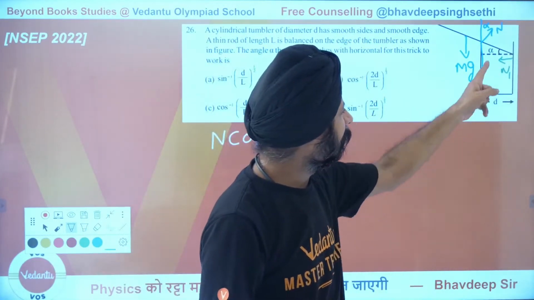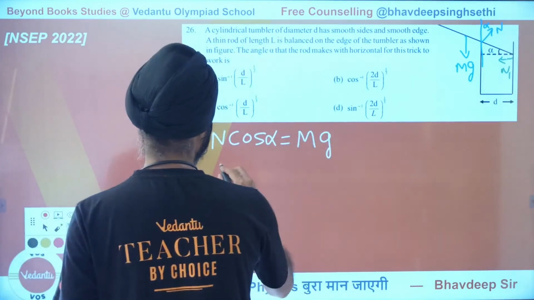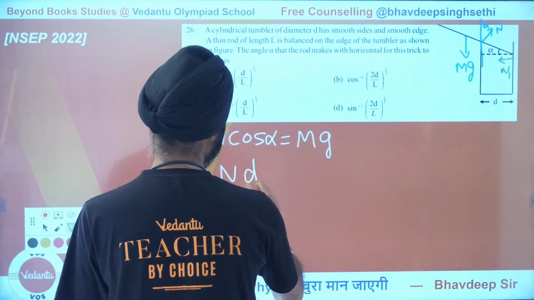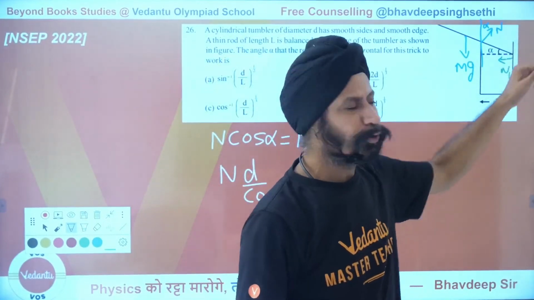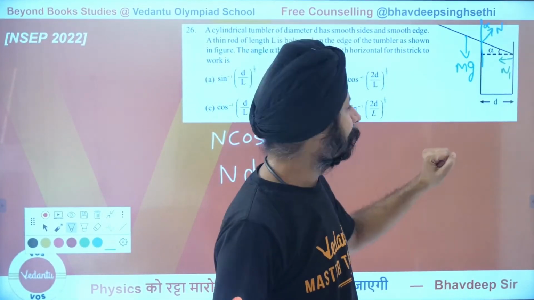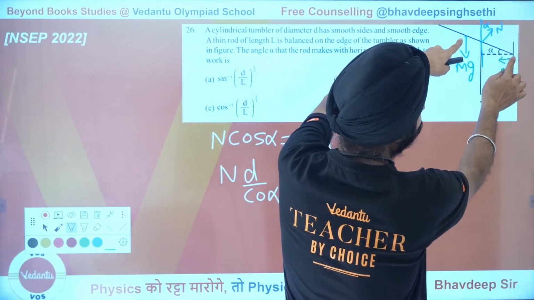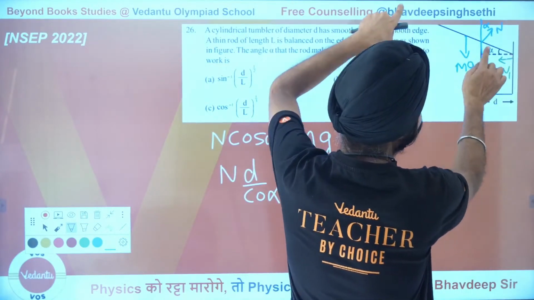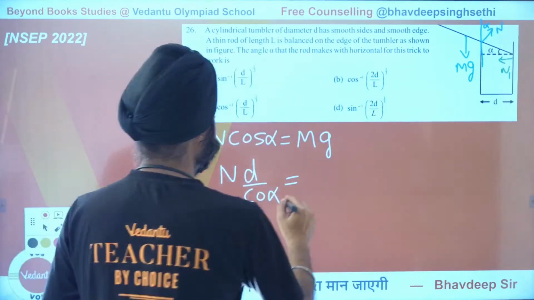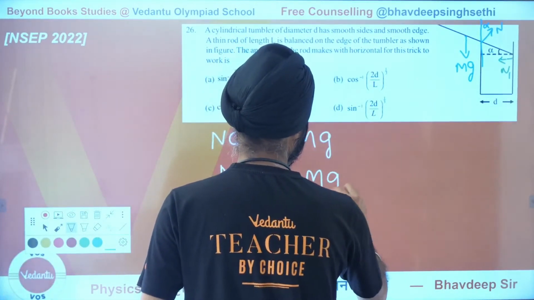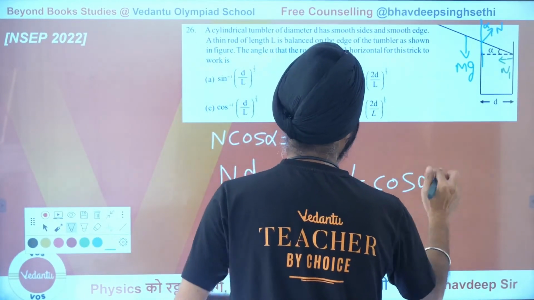If this is d, this is alpha, this is d divided by cos alpha. So I'm saying N times d divided by cos alpha should be equal to, so this is the clockwise torque, should be equal to the anti-clockwise torque of mg times this distance. Now think about, this is midway, this is L by 2, and then this distance would be L by 2 cos alpha, isn't it? So that should be equal to mg times L by 2 cos alpha, and that is almost the solution.